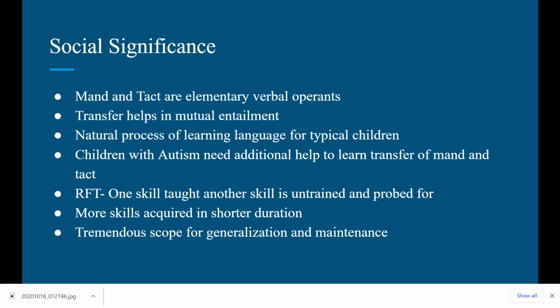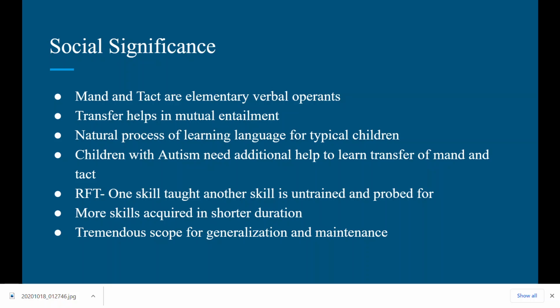It is important to study the transference between mand and tact because they are the most elementary verbal operants, and their transference, that is, learning mand while tact training or learning tact while mand training, is the most natural process of learning language for typical children. However, children with autism need additional help in this area.